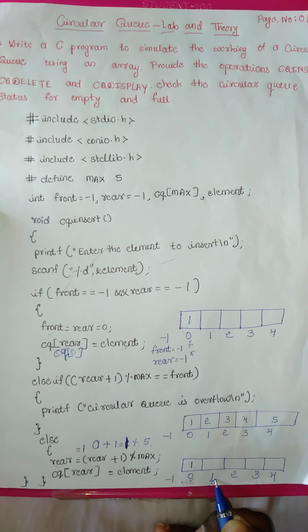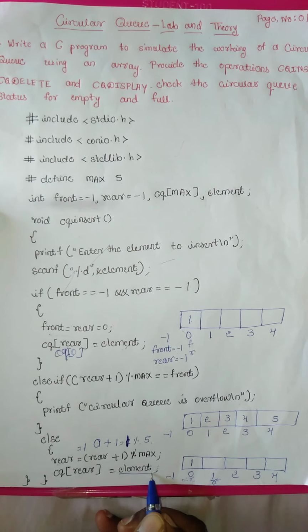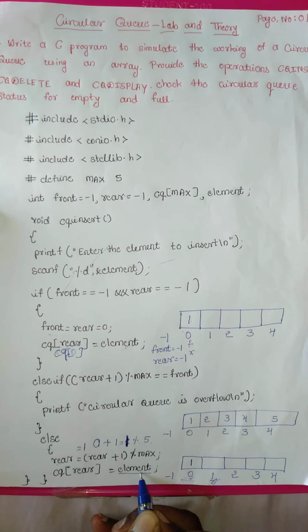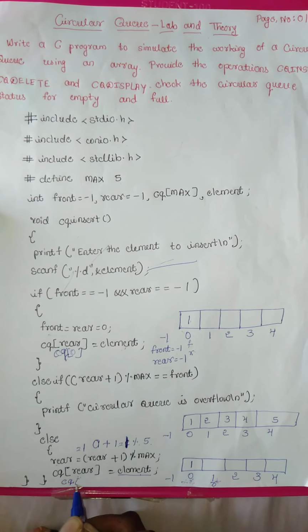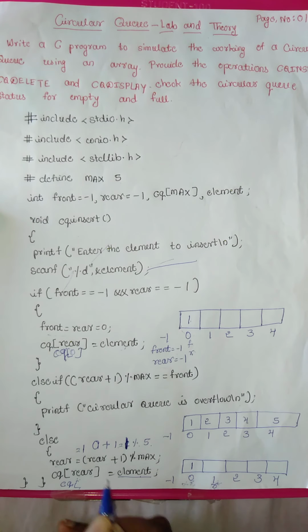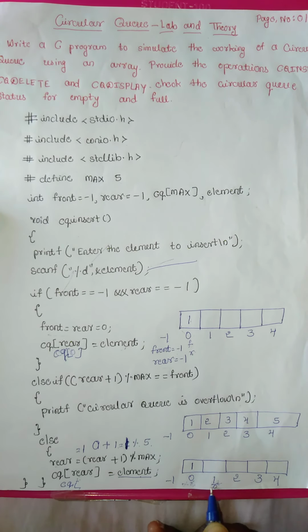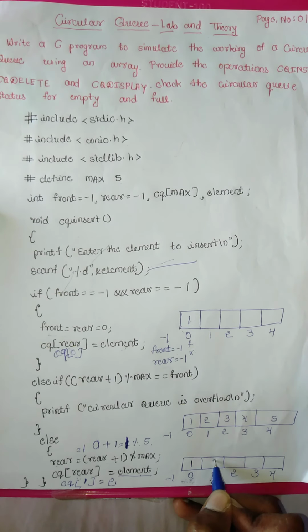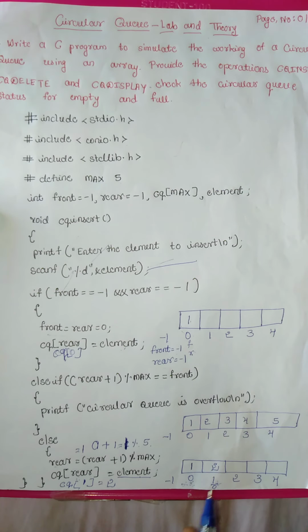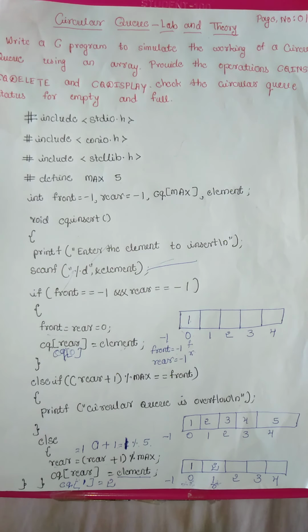After pointing to the 1st position, whatever element you entered is inserted at the rear position, the 1st position. CQ is the array name. What is the value of rear here? It is 1, so we can insert element 2. It keeps going the same way whenever you select the insertion operation by using a switch case. Okay, thank you students.